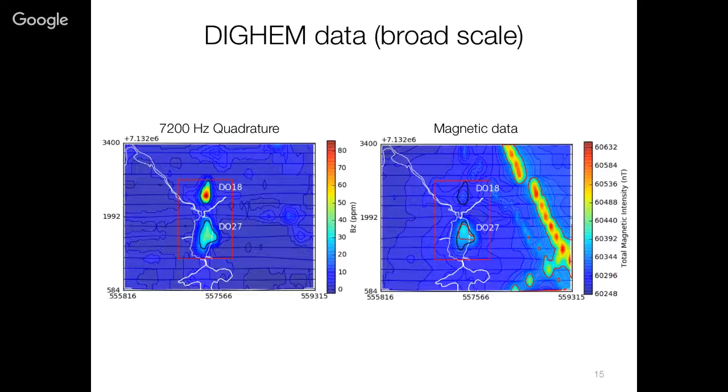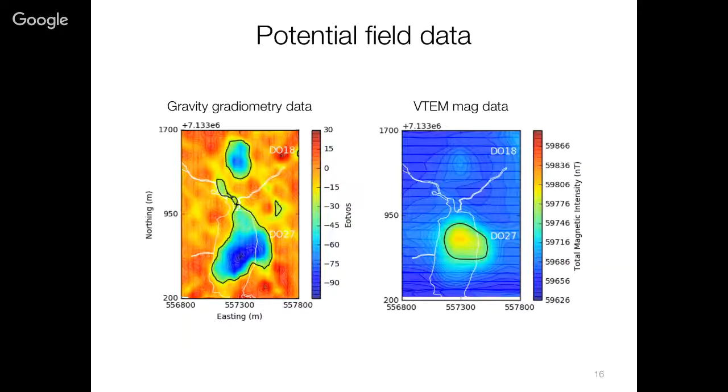So let's start with potential fields. So here's the gravity gradiometry data. The first thing you see about these is that it definitely marks out two major anomalies here. And so that's the gravity data, and then here is the VTEM magnetic data.